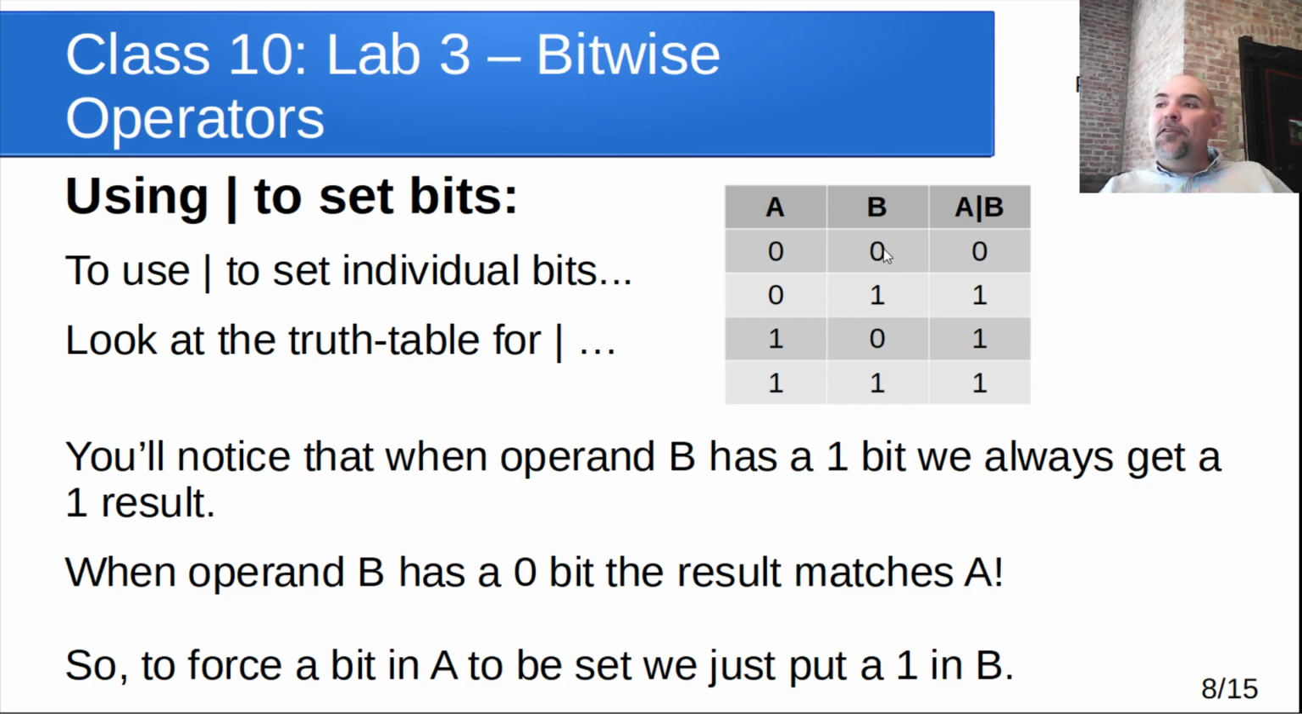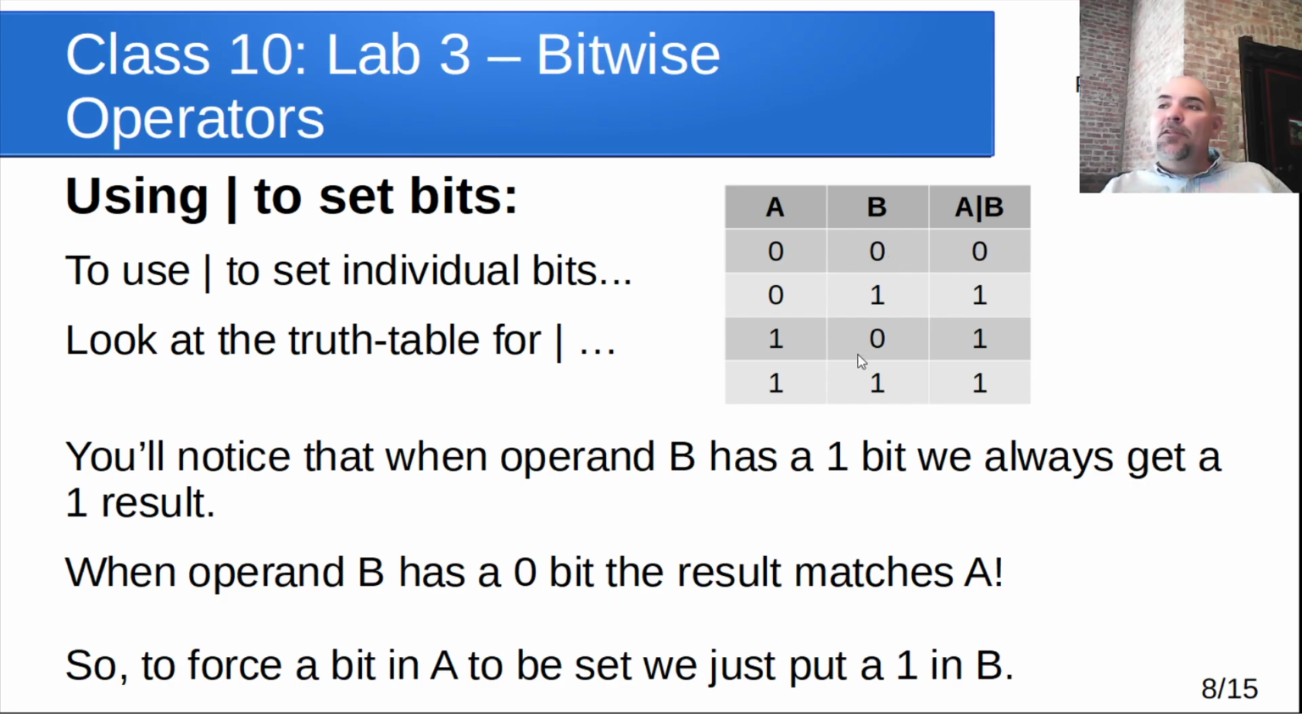So over here, let's focus on B. Notice, let's look at the 1 first. When B has a 1, what happens to the result? We always get a 1. But when B has a 0, it passes A through.